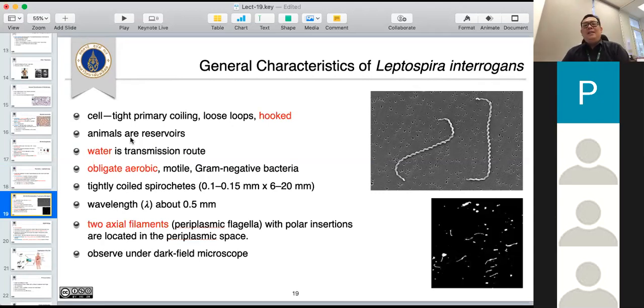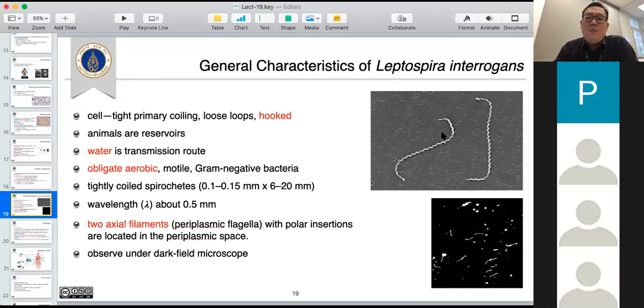The general characteristic of Leptospira: they observe Leptospira under a dark field microscope. You see the cells. Leptospira is so thin, so tightly coiled. The coil is loose, but that is the main characteristic, though it is not shown in all cells. But for most of the cells, you need to look across so many fields.